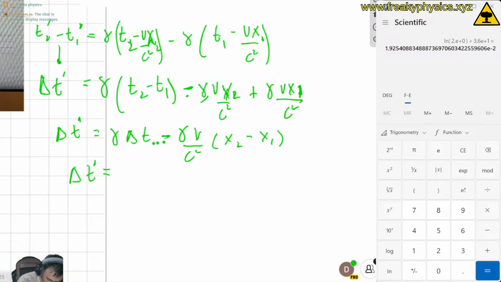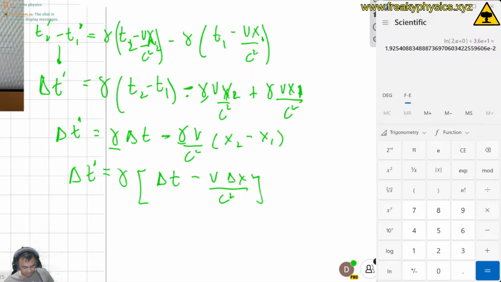Okay, and one more thing, we have gamma again on both sides. We'll just factor that out again. We get delta t minus v delta x all over c squared. Okay, so that's just the proof that we can do that.